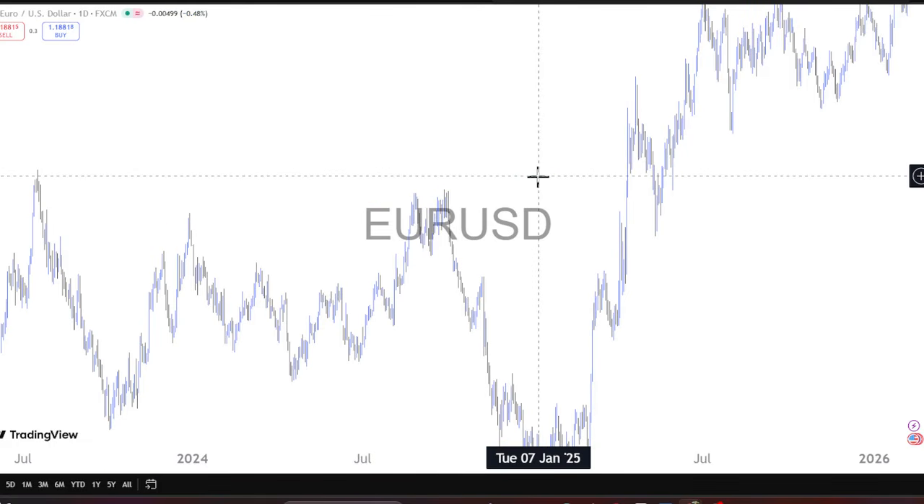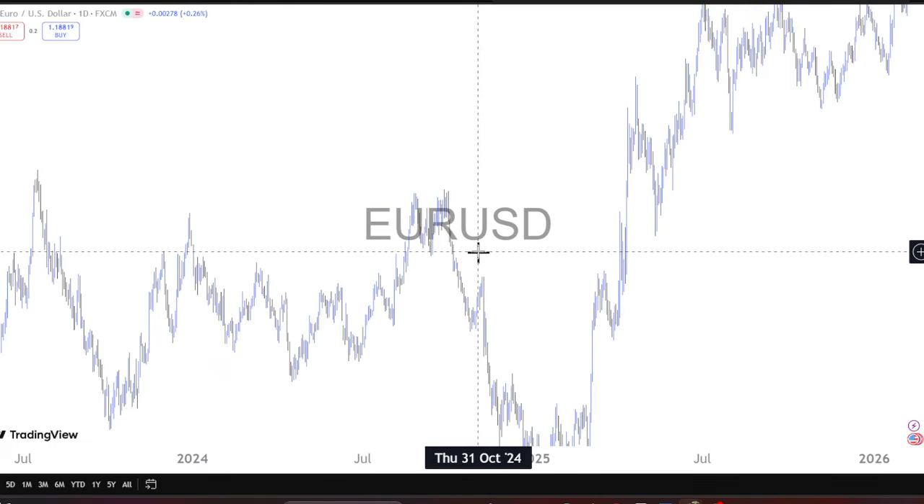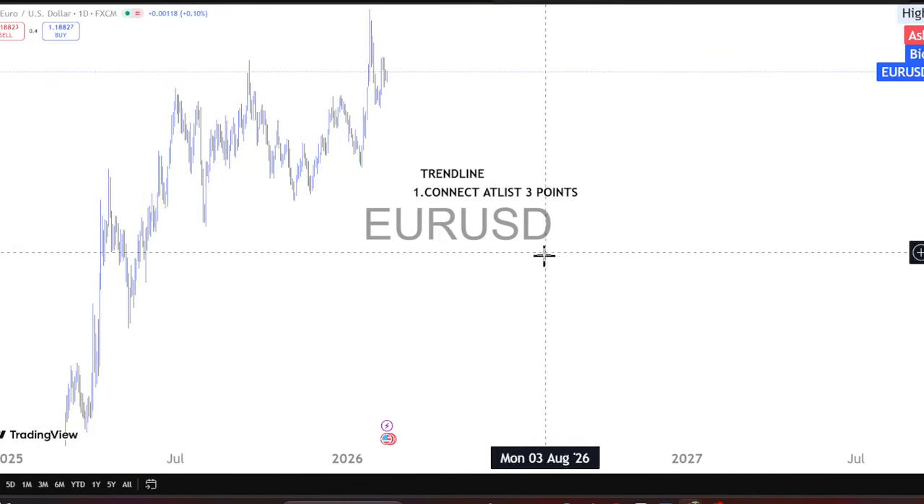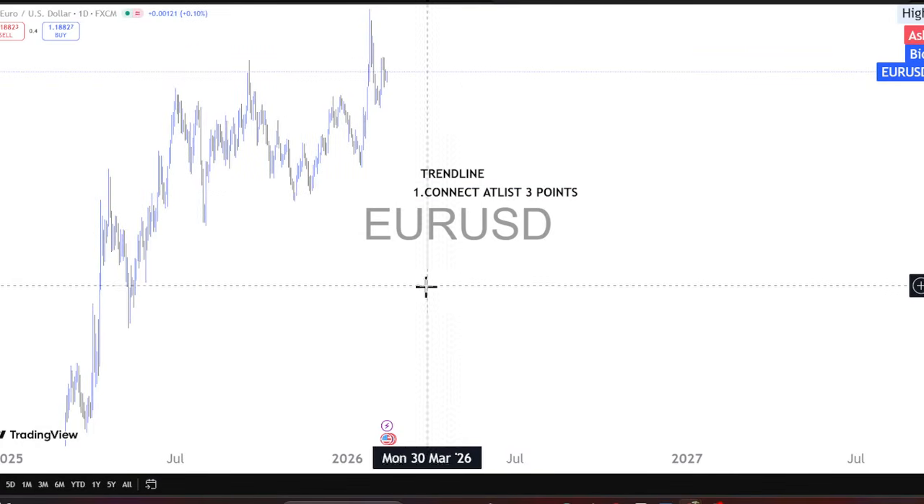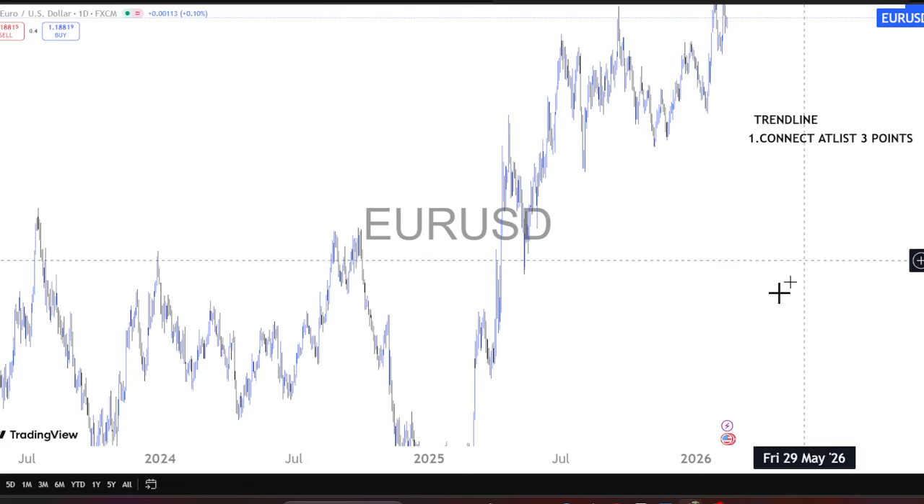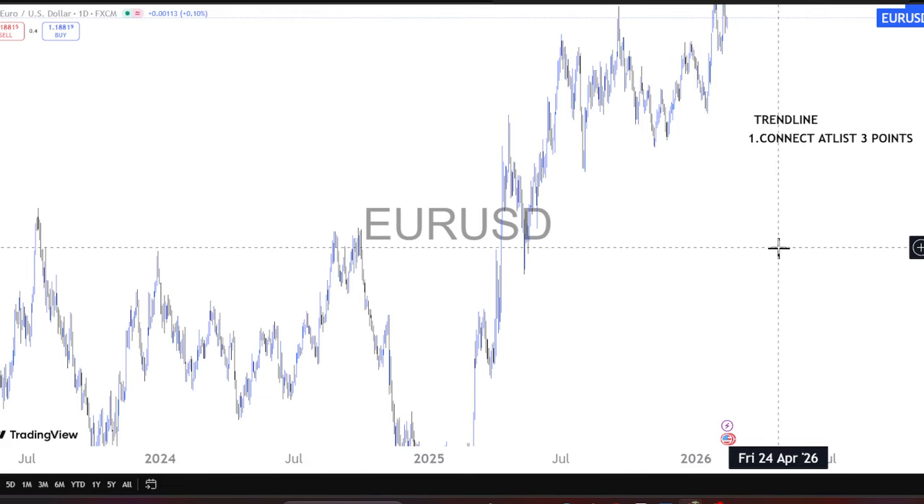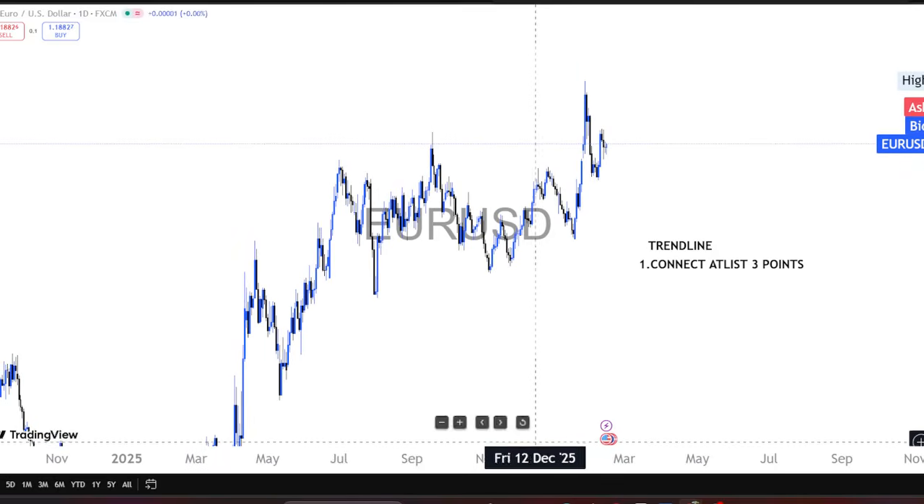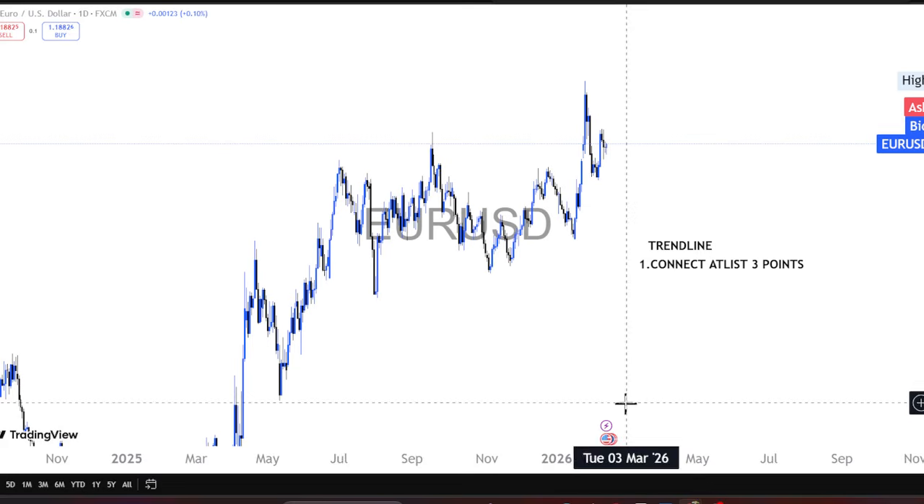A trend line should touch at least 3 points when you are drawing it, right? So make sure that anytime you are drawing a trend line, it connects 3 points. Let's see whether we can find any trend line connecting at least 3 points in this market.